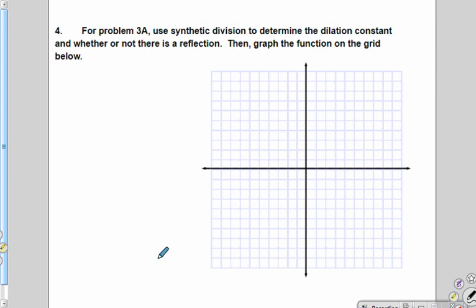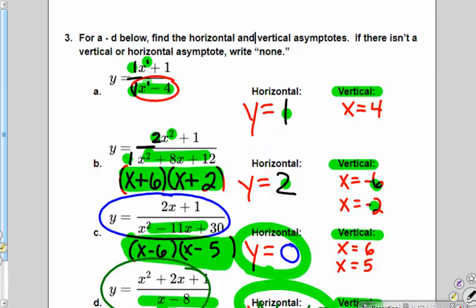For 3a, we're going to use synthetic. No, we're going to use long division. It says that on your paper, right? Long division to determine the dilation constant and whether or not there is a reflection. Then we're going to graph it. All right? So let's go 3a and let's bring it in.